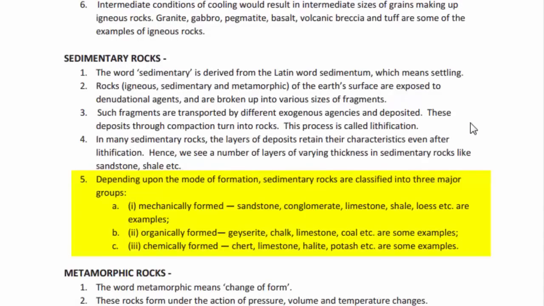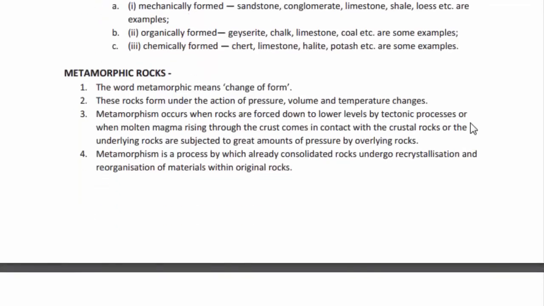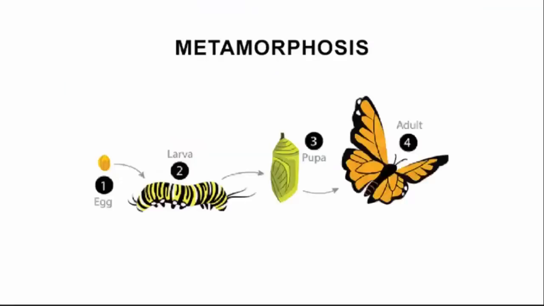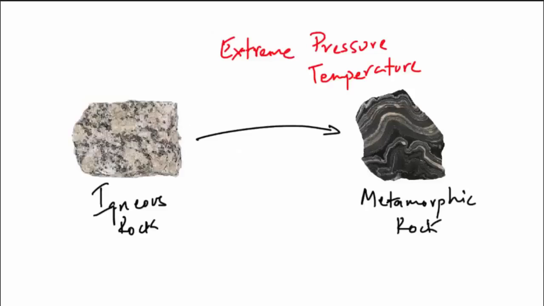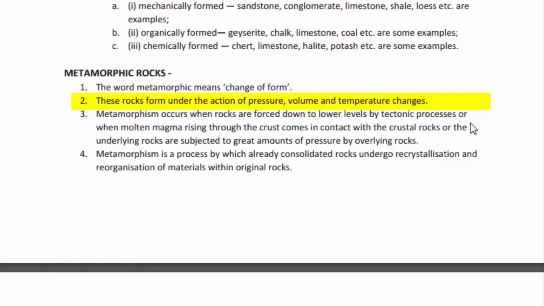So this was all about the sedimentary rocks. Now we go to the last division of rock called metamorphic rock. The word metamorphic means change of form. Just like metamorphosis, where a caterpillar transforms into a butterfly, the word meta means change into another form. Now these rocks form under the action of pressure, volume and temperature changes. Rocks are so hard, and to change their form, just imagine how much pressure and temperature is required. So it needs an incredible amount of pressure and temperature.